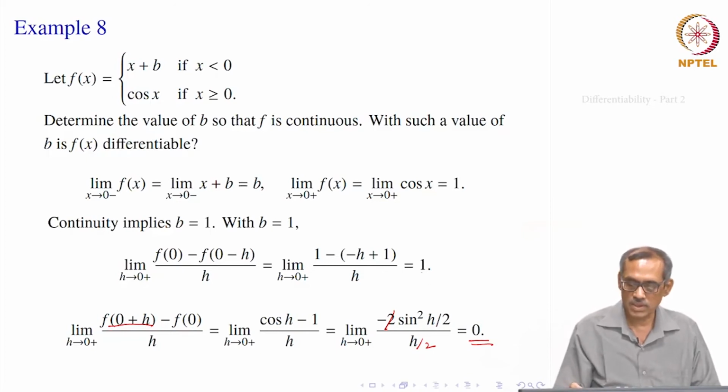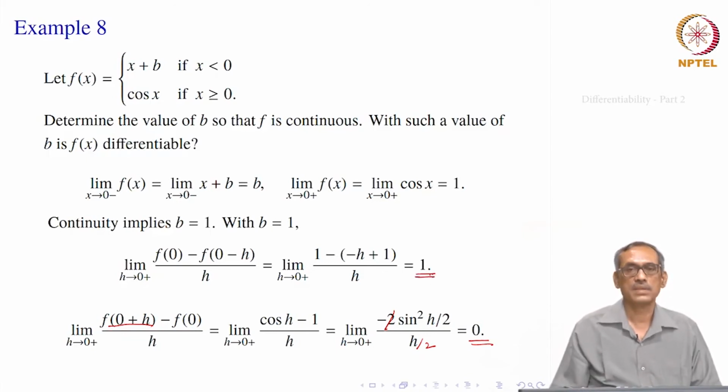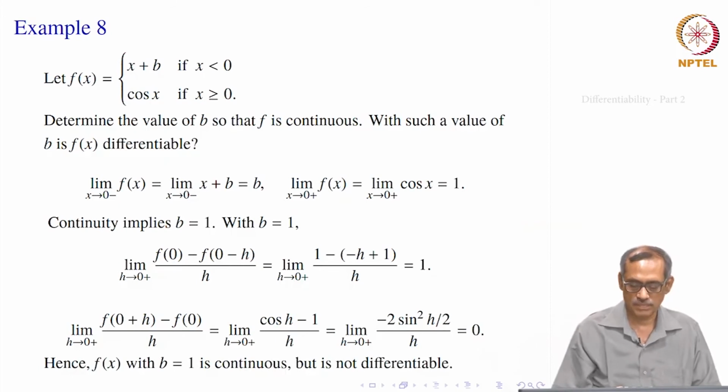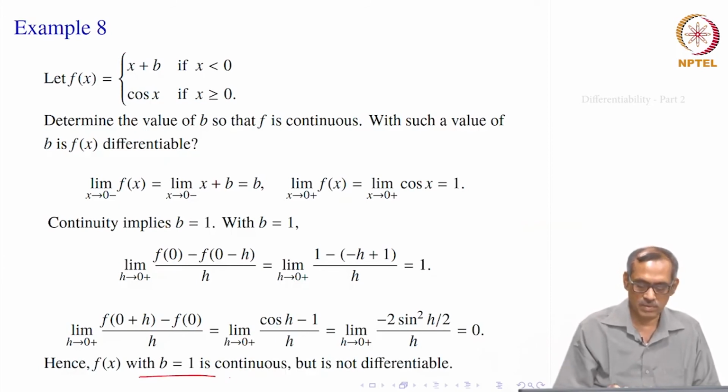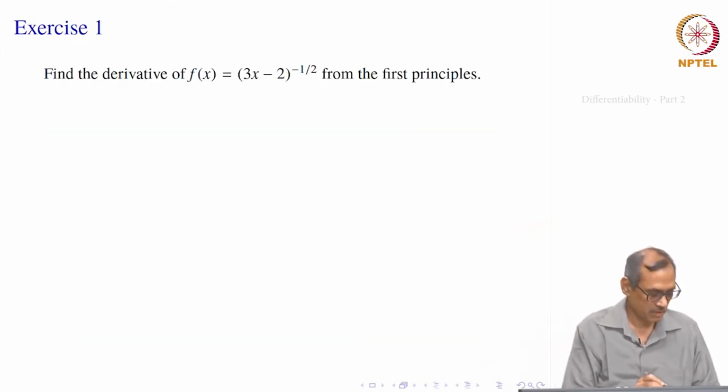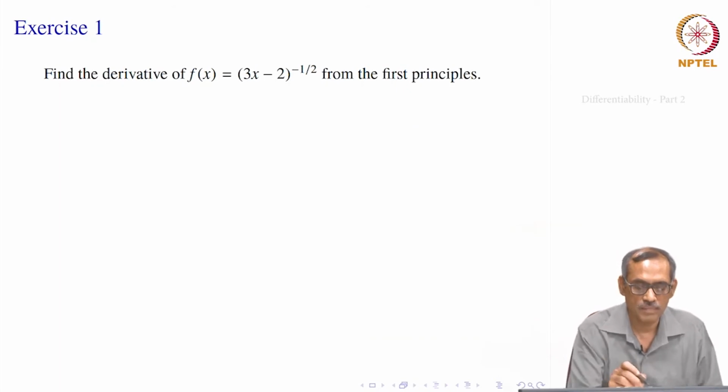So, that means the function is not differentiable at 0, right. The left side limit of the ratio and right side limit of the ratio are not same, therefore, limit does not exist. Hence, f prime 0 does not exist. We cannot write even f prime 0, right? The limit does not exist. The function is not differentiable at x equal to 0. Other places it is differentiable. So, it is continuous with b equal to 1, but not differentiable. Fine. Let us take another problem.